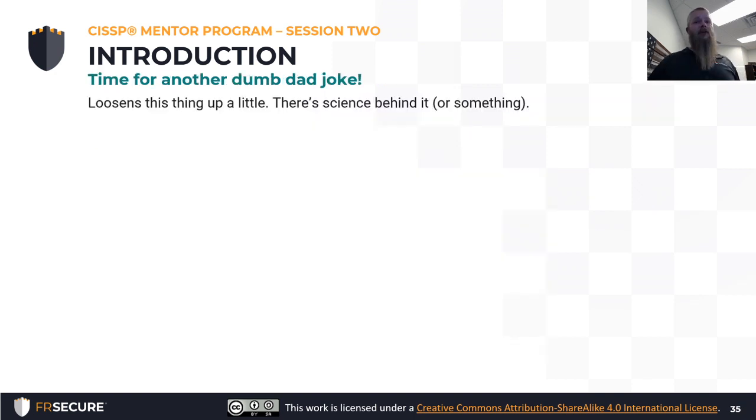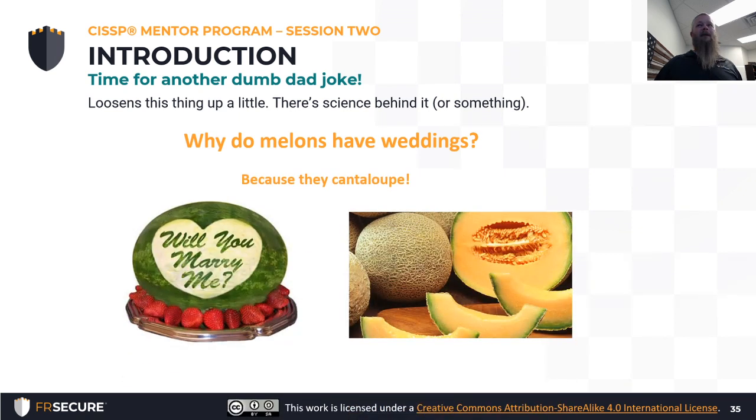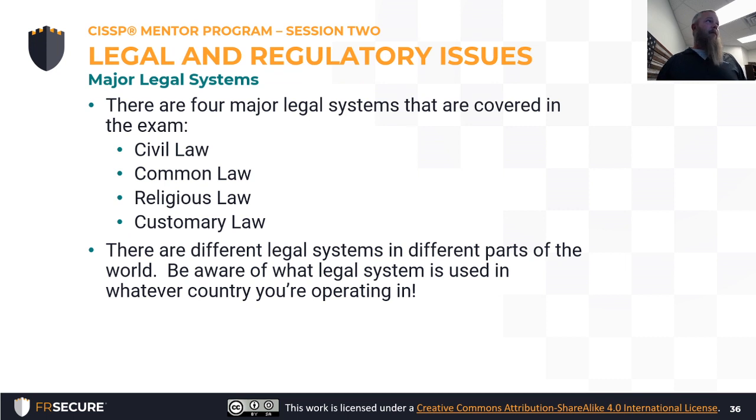So another dumb dad joke, because I guess I run the slides. Why do melons have weddings? Yeah, some of you guys will know this one. Because they can't cantaloupe. Get it? They can't elope. They can't elope because they can't cantaloupe. All right, dumb.